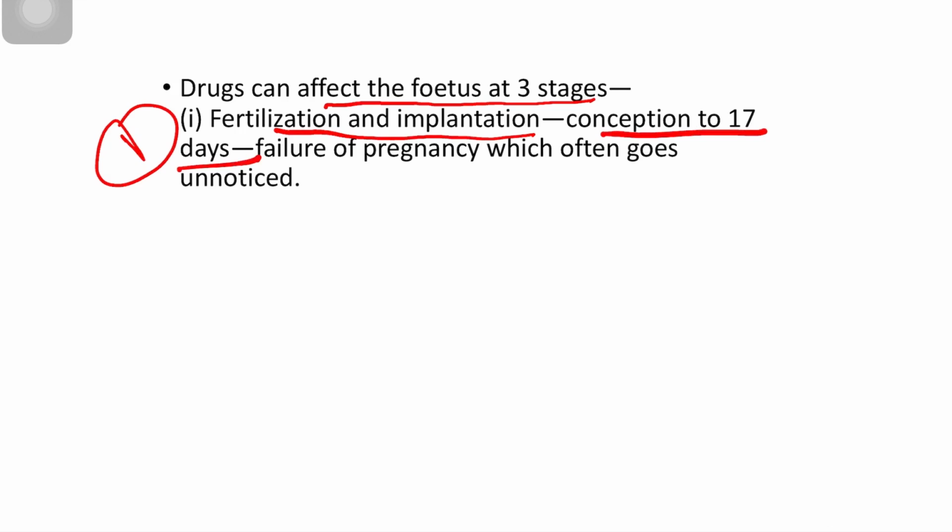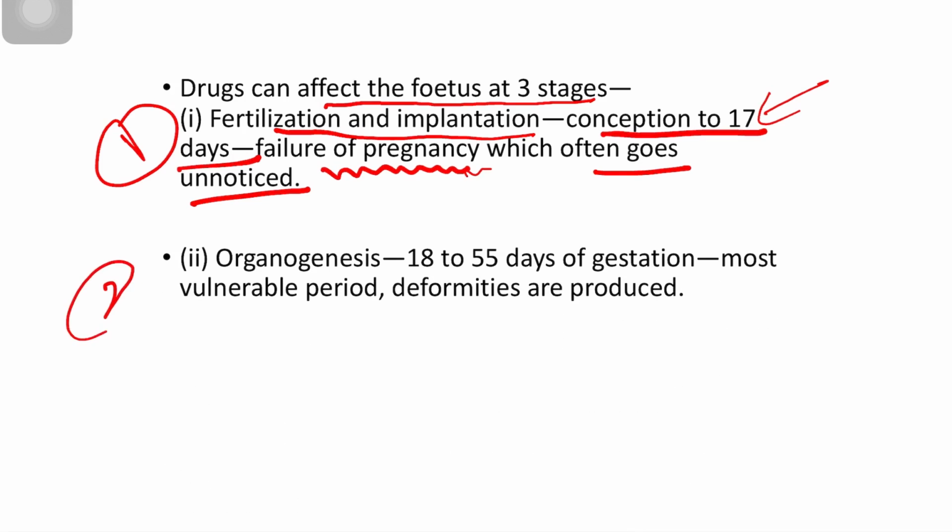So if the mother gets exposed to the drug for the first 17 days, what happens? There is a high chance that the pregnancy will fail, and this often goes unnoticed. The second phase is from 18 to 55 days. This is a phase called organogenesis, where most of the organs get developed, and this is the most vulnerable period, where if the pregnant female gets exposed to those medicines during 18 to 55 days, there are high chances that deformities are produced.